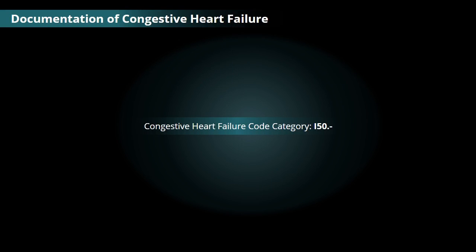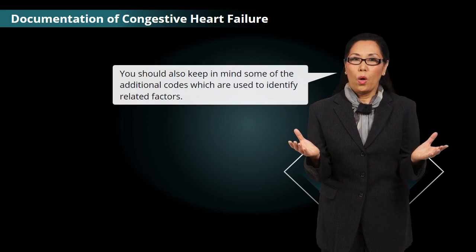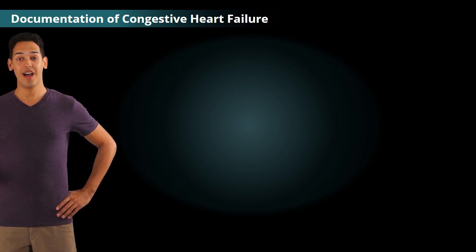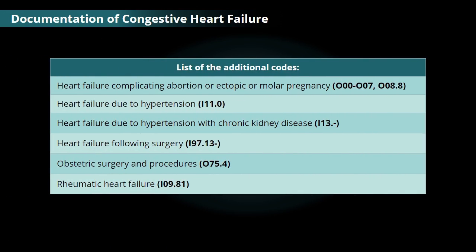When it comes to the coding of congestive heart failure, we use the code category I50. You should also keep in mind some of the additional codes which are used to identify related factors. What are these additional codes? Here is a list of the additional codes.